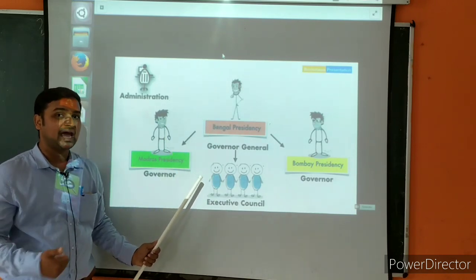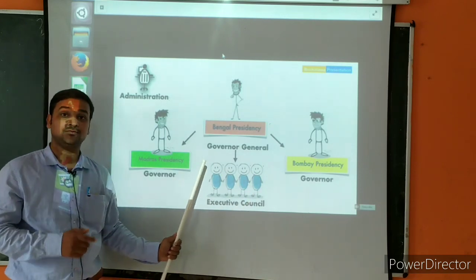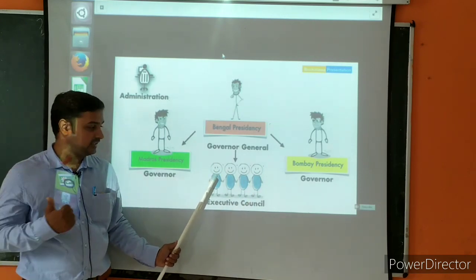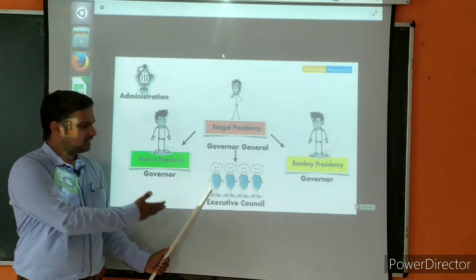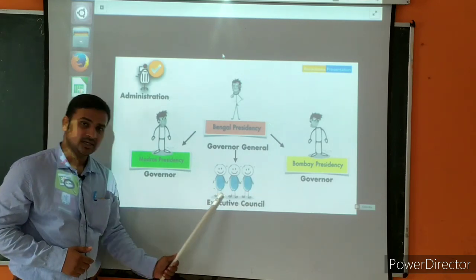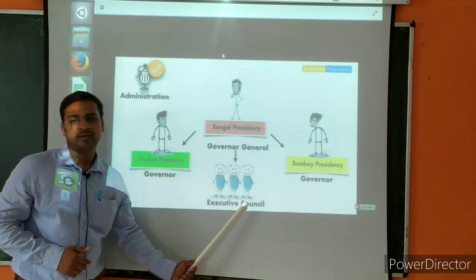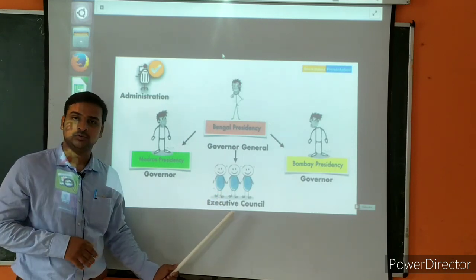But what had happened in Pitt's India Act, the number of executive councils, which were 4 in regulating act, reduced to 3. So we will have the next slide and see. Yes, you can see here it had reduced, and only 3 members are there in Pitt's India Act. In which category? The executive council.